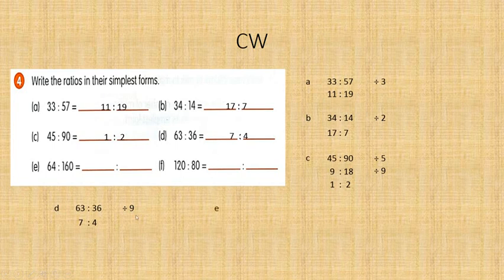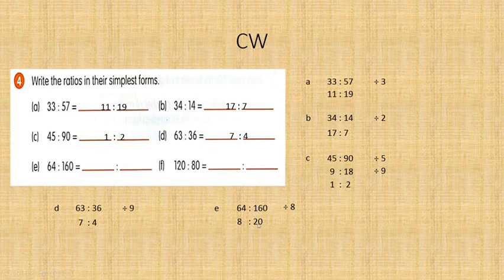Okay, question number E. 64 to 160. So I can see here that both of them are in table 8, so I can divide them by 8. 64 divided by 8 is going to be 8, and 160 divided by 8 is going to be 20. How did I do that? I just ignored the 0, and 16 divided by 8 is going to be 2, and the 0 travels to the answer, so it's going to be 20.